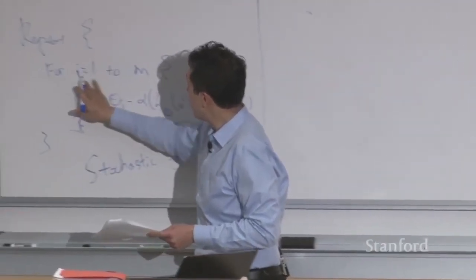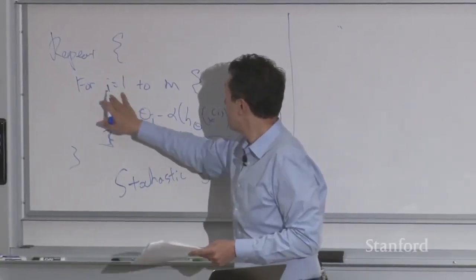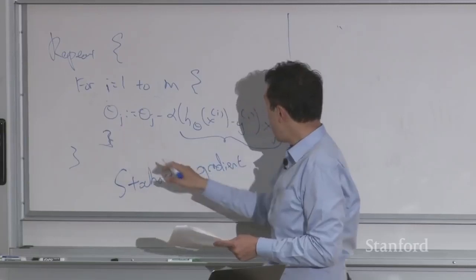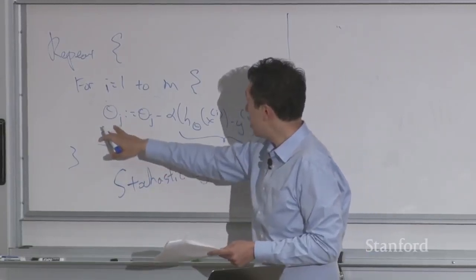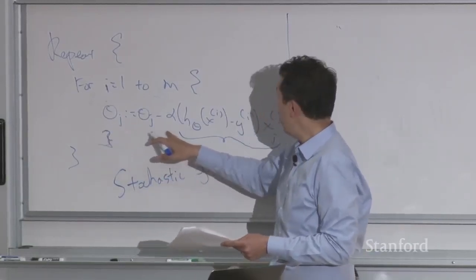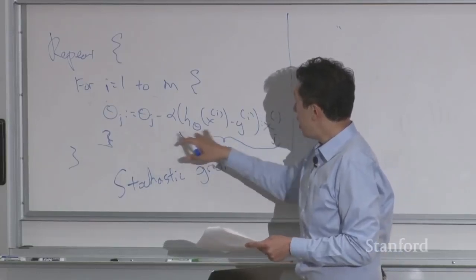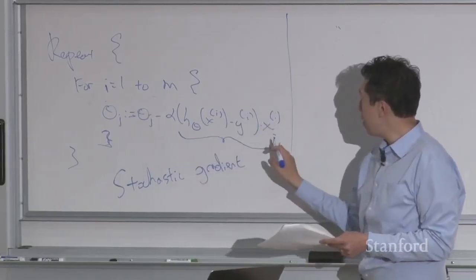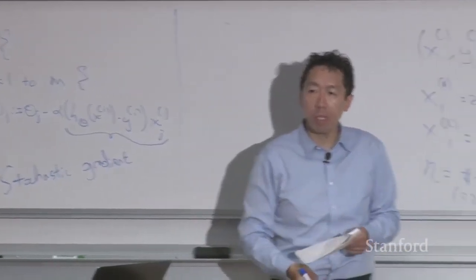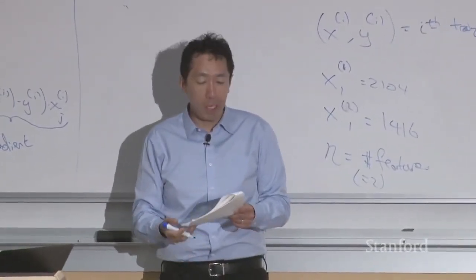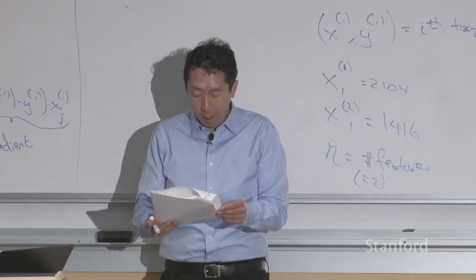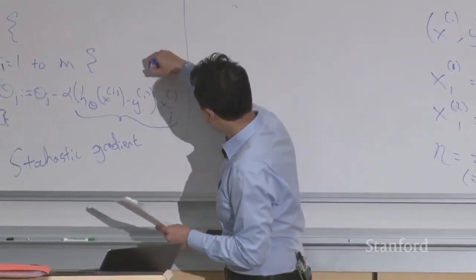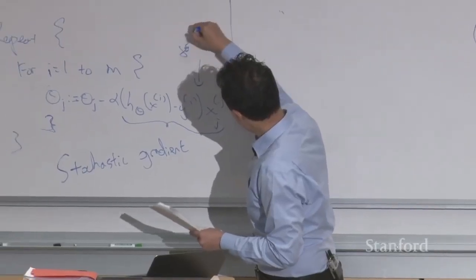Oh, excuse me, right. So let i go from 1 to m and update theta j for every j. So you update this for j equals 1 through n. Update theta j using this derivative, where now this derivative is taken just with respect to one training example, example i. And I guess you update this for every j.